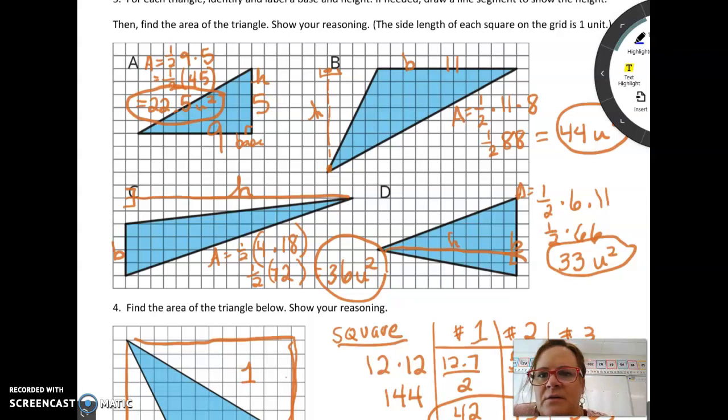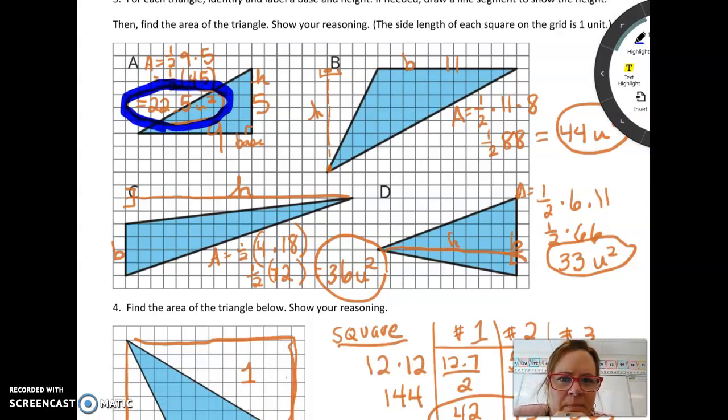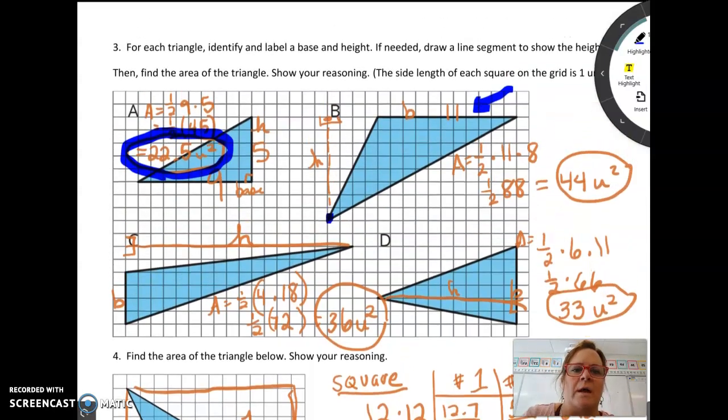22 and a half square units. In B, the base I identified as 11, and then I made my height by going to the opposite vertex and then down to an extended base, if I was to imagine that it would extend so I could see a perpendicular line. So I'm taking half of 11 times 8, or half of 88, which is 44 square units.